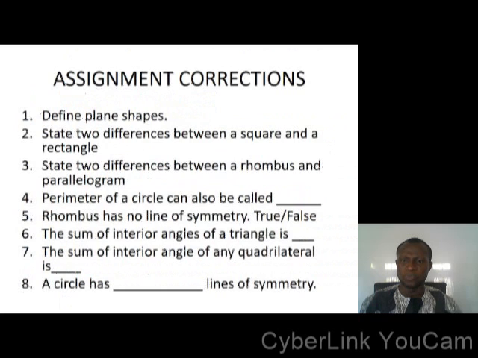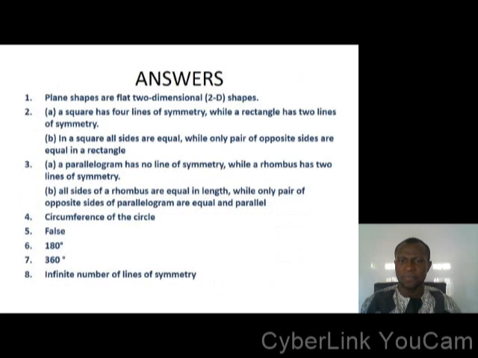Then number 2, state two differences between a square and a rectangle. Some of you made mistakes here, writing the similarities instead of the differences. When we say the differences between two things, we mean what this one has that the other one doesn't have. All right, so let's have a look at the corrections to that.